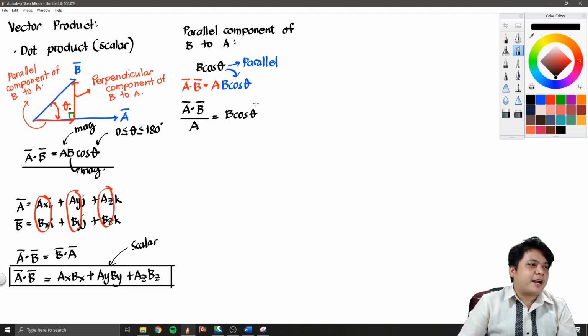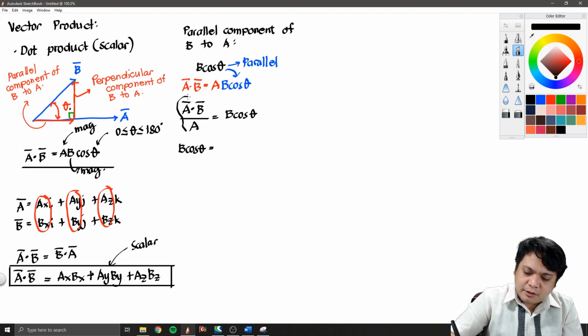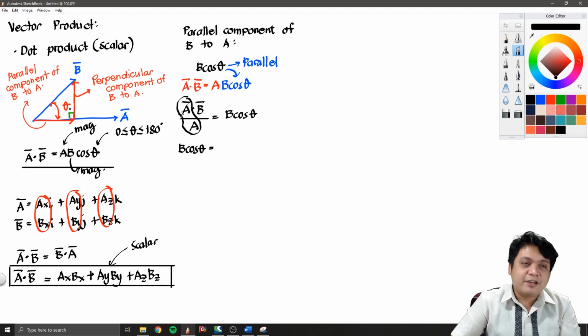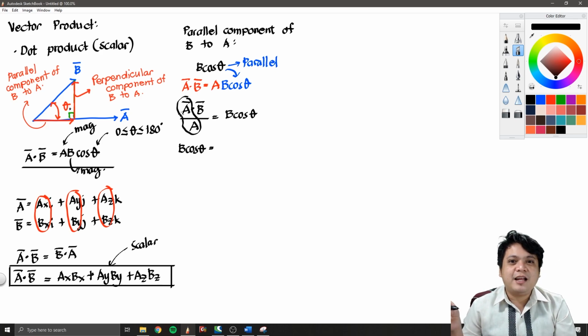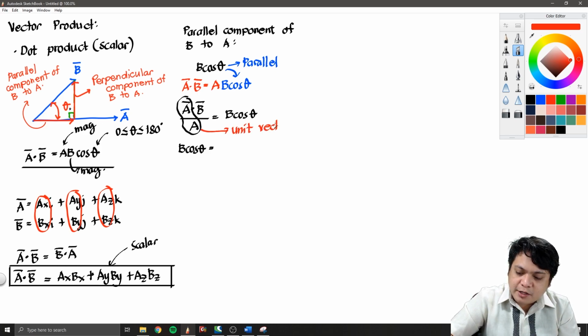So, in short, para makuha ko yung parallel component, B cosine of theta, okay, itong dalawa na to, kapag yung vector, i-divide ko ng kanyang magnitude, anong tawag natin sa kanya? It's called the unit vector. Okay, so na-discuss ko na yan. So, that is called the unit vector.